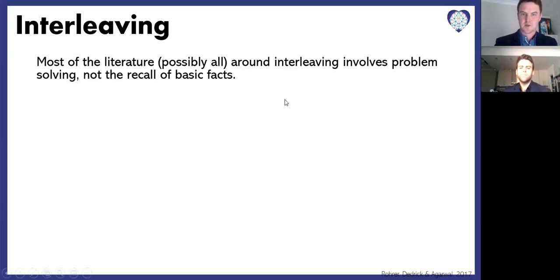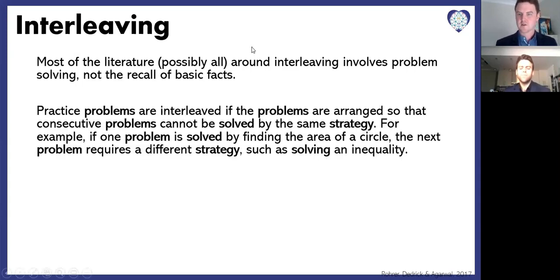And we know that because if we look at some more definitions from the literature, we see that problem solving is the common thread through those definitions. So this mentions problems several times, strategies, and solving, and even lists out some problems here. So interleaving in this definition involves mixing up the order of the topics or the strategies that are needed for problem solving.